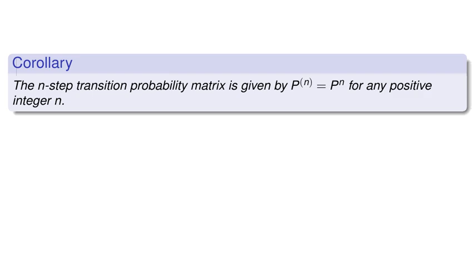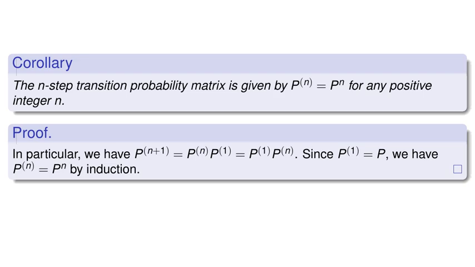As a corollary, the n-step transition probability matrix is given by P to the power of n for any positive integer n. In particular, for the proof, we have the n plus one step transition probability matrix equals the n step transition probability matrix times the one step transition probability matrix. Since P¹ equals P, we have Pⁿ equals P to the power of n by induction.